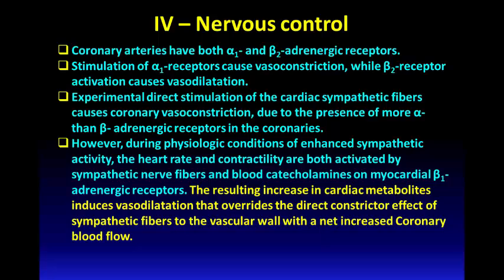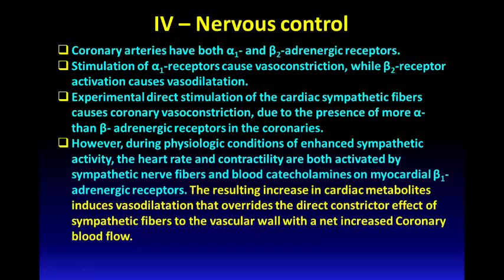Some physiologists do not believe in that and actually believe that the coronary arteries and arterioles have more beta-2 adrenergic receptors than alpha-1 adrenergic receptors. However, now let's believe that coronary arteries and arterioles have more alpha-1 adrenergic receptors than beta-2 adrenergic receptors. Thus, with stimulation of the cardiac sympathetic fibers, there is coronary vasoconstriction, if we assume that the coronary arteries and arterioles have more alpha-1 adrenergic receptors than beta-2 adrenergic receptors.